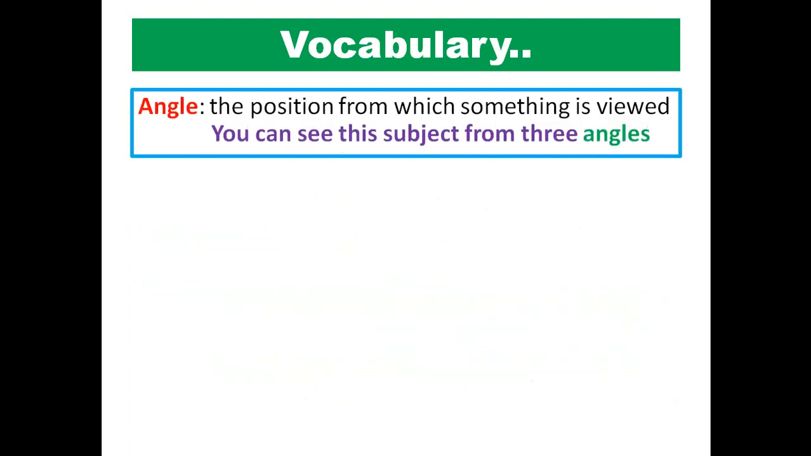Let's start. The word angle. Angle, of course, is the position from which something is viewed. So you can view the subject matter from different angles. Now you can see the subject from 3 different angles.